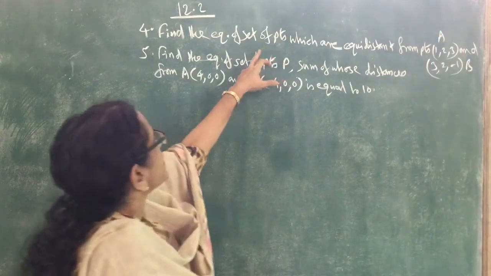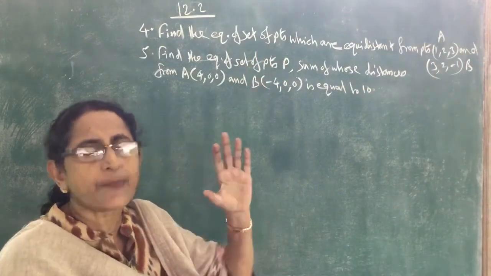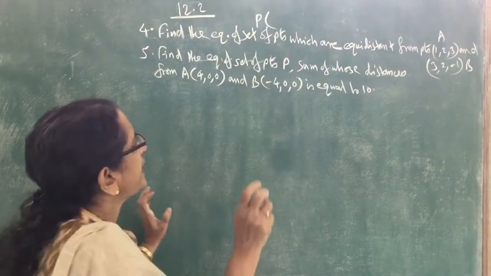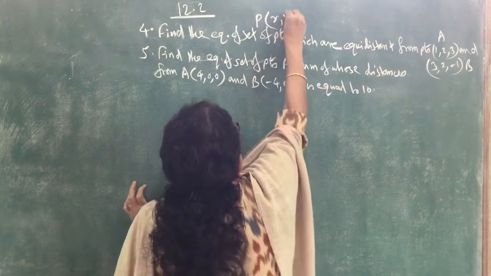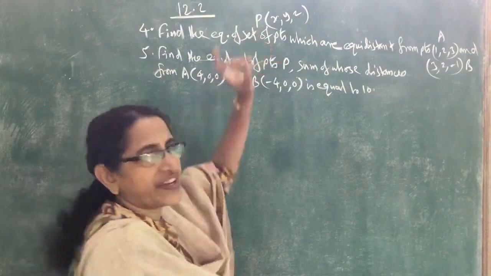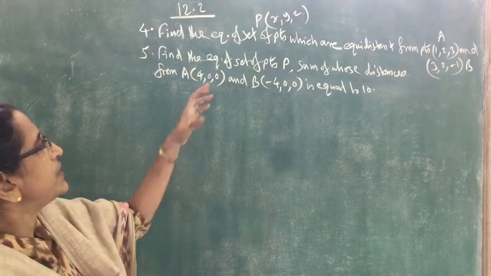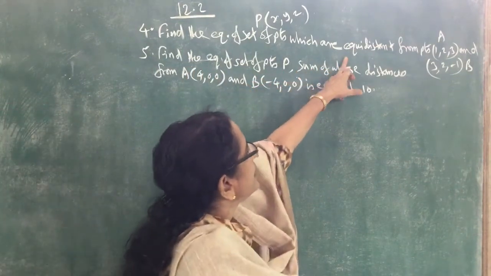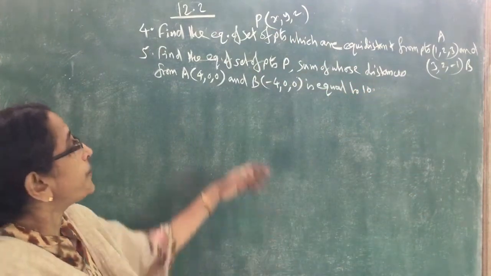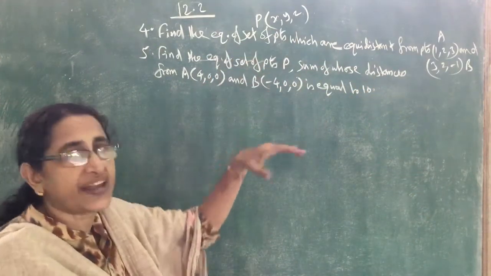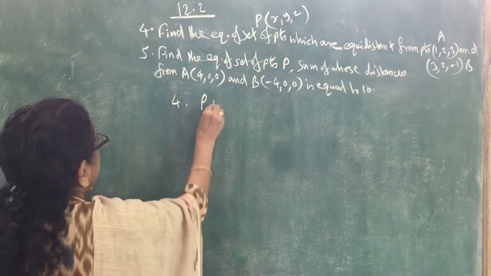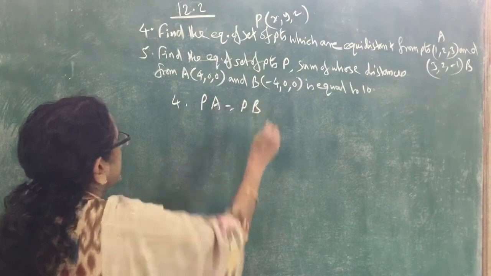From the set of points we have to consider a general point. So we can consider a general point P whose coordinates are x, y, z. Then we can find the equation satisfied by this point. One equation which satisfies this condition: point P is equidistant from the points A and B. So P is equidistant from A and B means PA equal to PB. Satisfying that condition, PA equal to PB, we can find the equation.